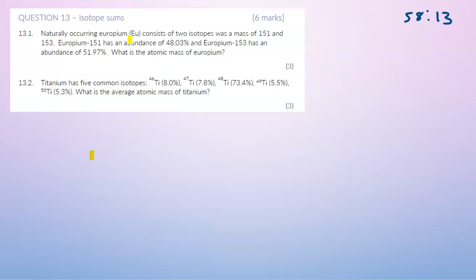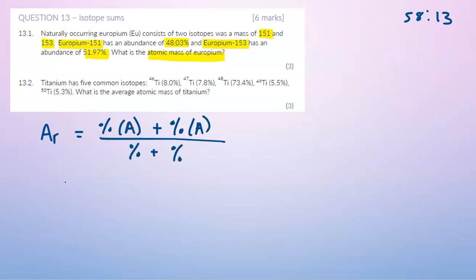So reading, naturally occurring europium consists of 2 isotopes with a mass of 151 and 153. Europium 151 has an abundance of that percentage, and europium 153 has an abundance of that. What is the atomic mass of europium? And I'm not going to be lazy and cheat and copy the formula. I'm actually going to write it. So the relative atomic mass is my percentage times my mass number. And I only have 2 percentages. And then I'm adding my percentages.